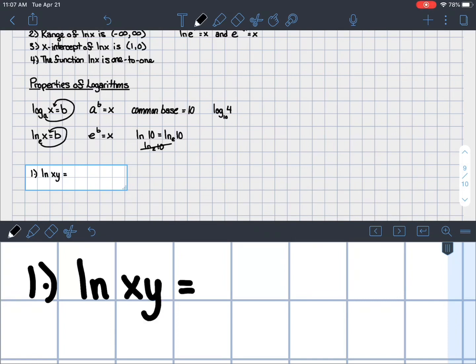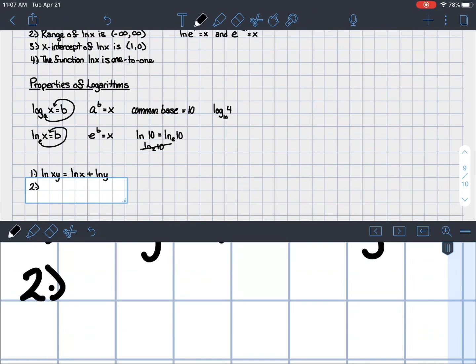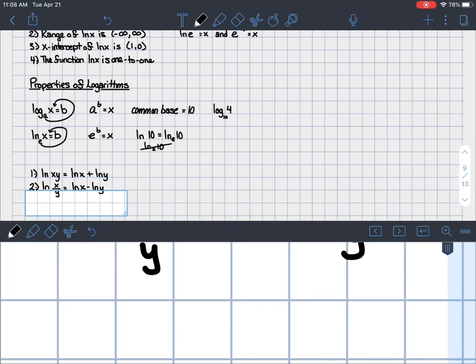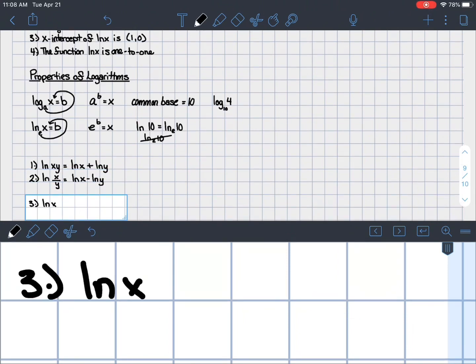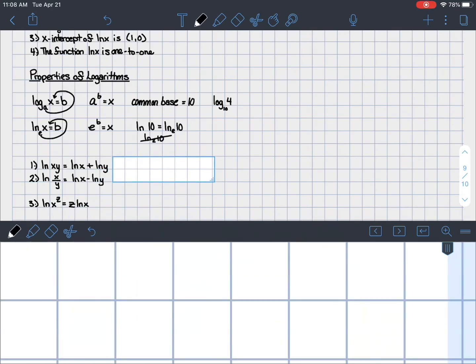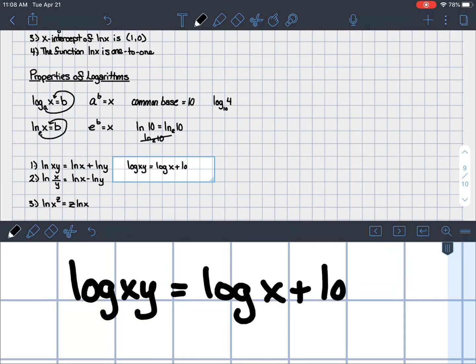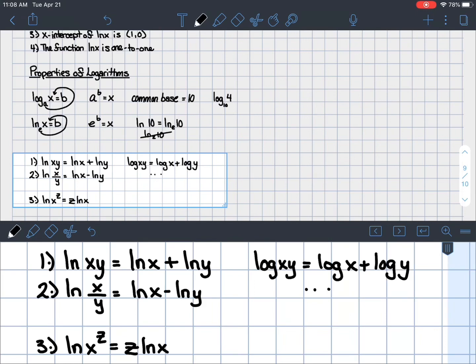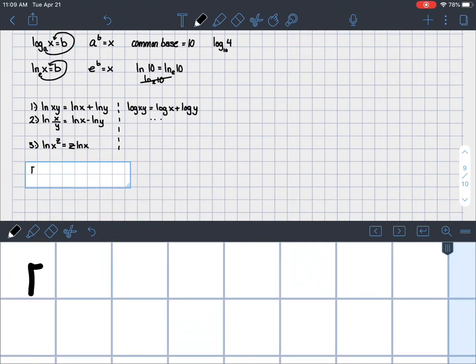There are 3 major properties. The first is ln of xy equals ln of x plus ln of y. ln of x over y equals ln of x minus ln of y, and ln of x to the z equals z ln x. We wrote these down before using the log form. Here's the first one in log form. It's the same. Remember, ln is just a special log, so you can rewrite them one way or the other. And these are the 3 major properties. We're going to practice with them now by doing some expansions of logs.